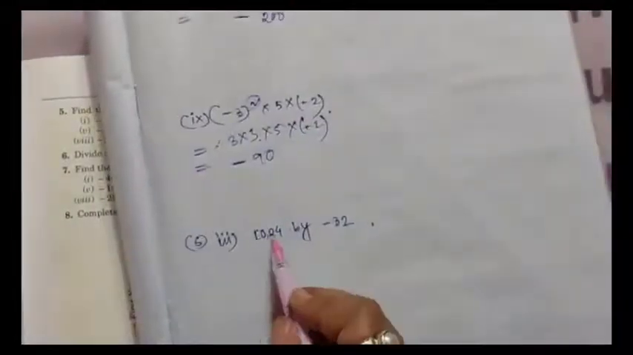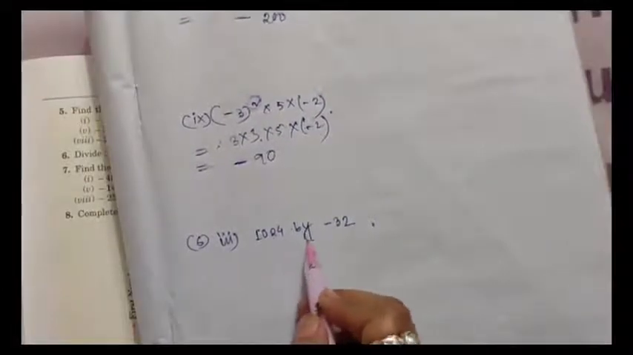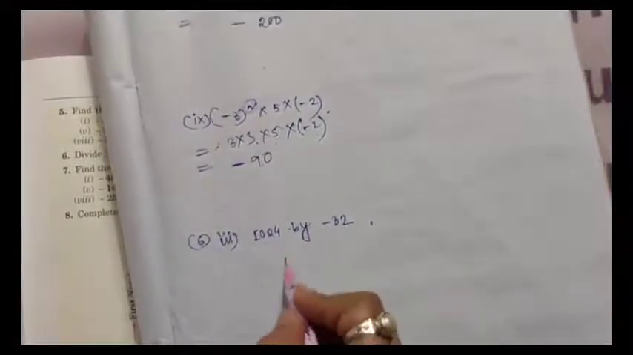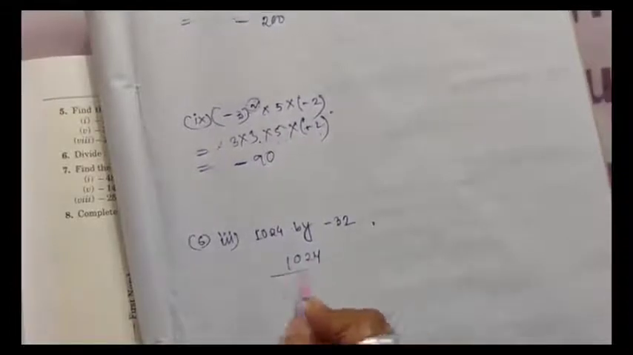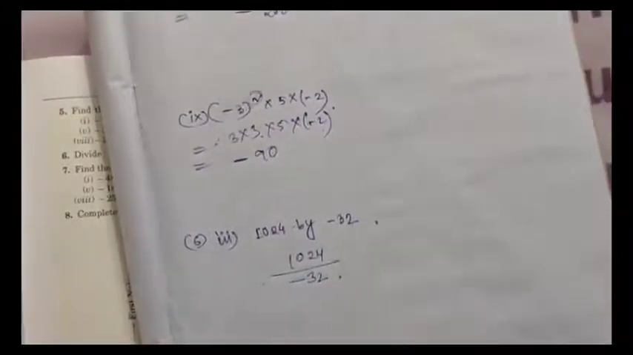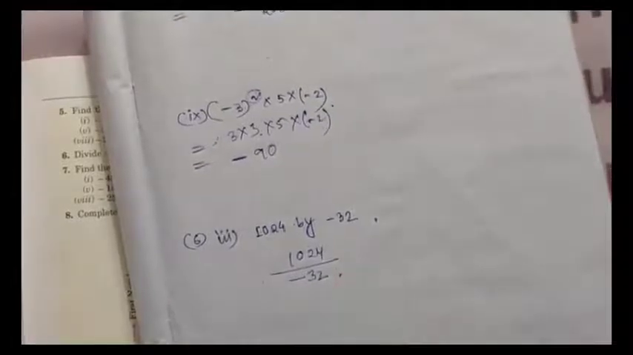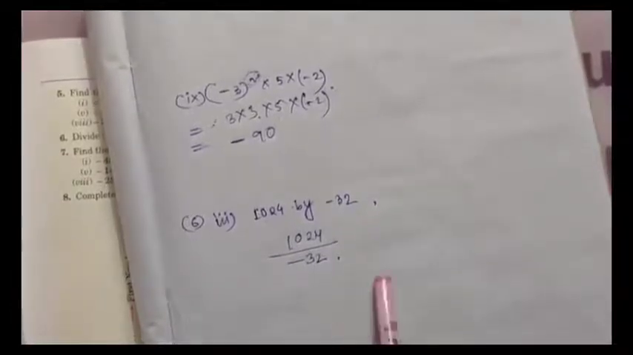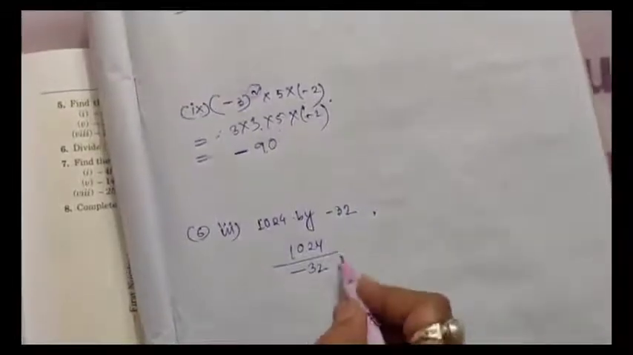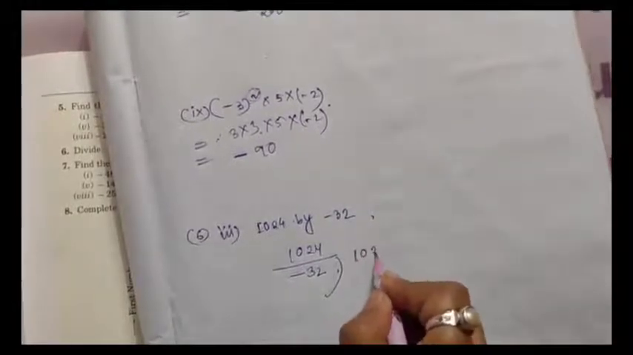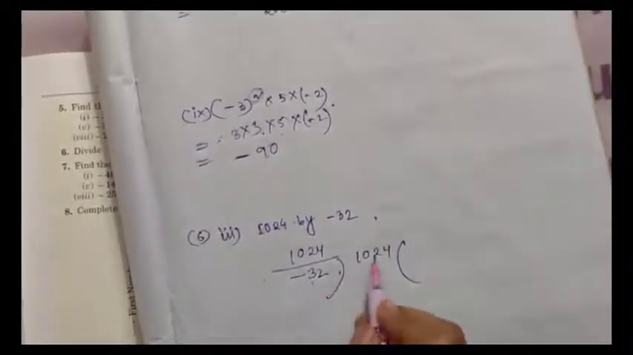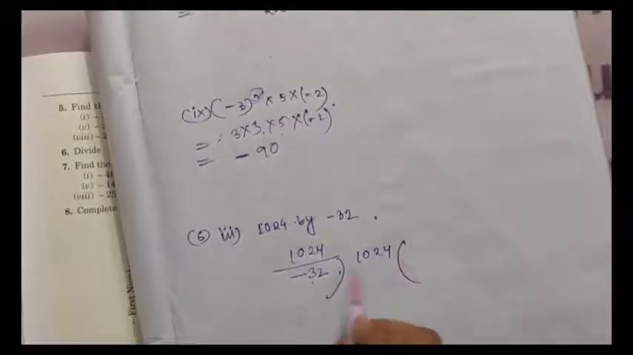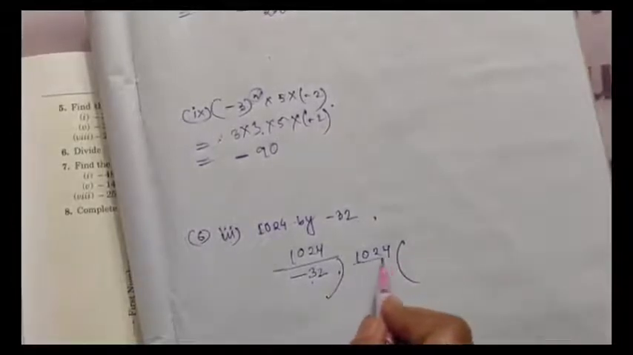So you need to divide 1024 by minus 32. The sign of the quotient, the one we will get, will be negative here because the two integers are of opposite sign. But we need to do the division. 32, how many times does it go into this number 1024?